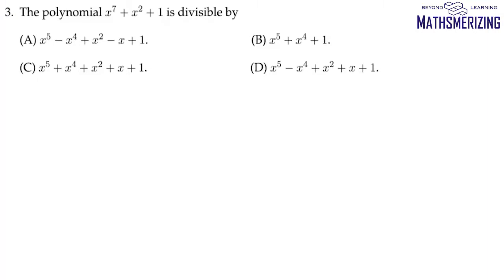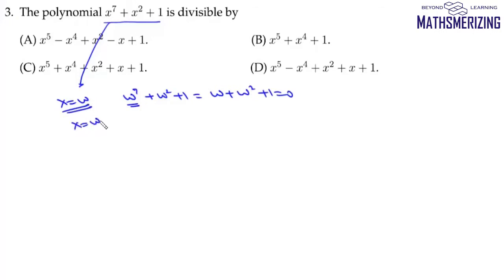Now question number 3 is, the polynomial x to the power 7 plus x square plus 1 is divisible by which of the following? Now we look at this polynomial. Just by looking at it, we know if we put x as omega, then we get omega to the power 7 plus omega square plus 1. Now omega to the power 7 is omega, so it is omega plus omega square plus 1, which is 0. So one of the roots of this equation is omega, and in the same way, another root is omega square. So this polynomial will have two roots, omega and omega square.